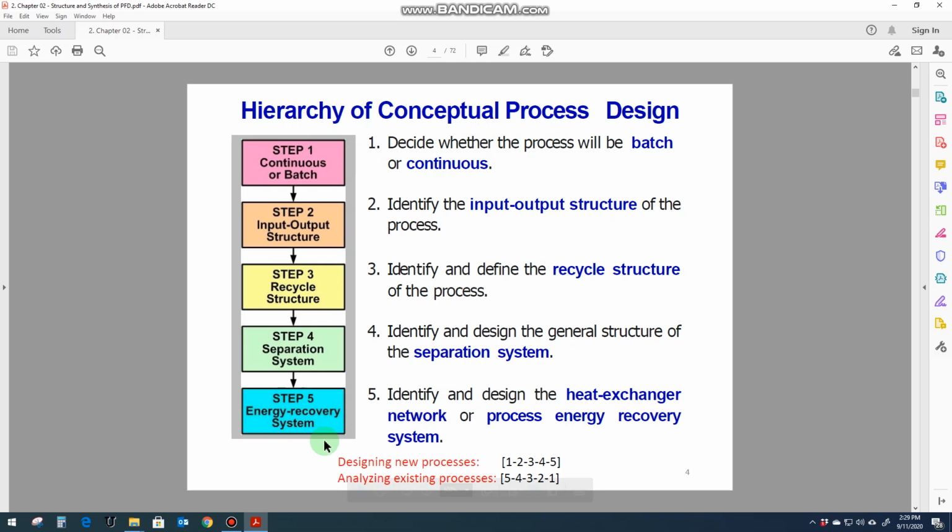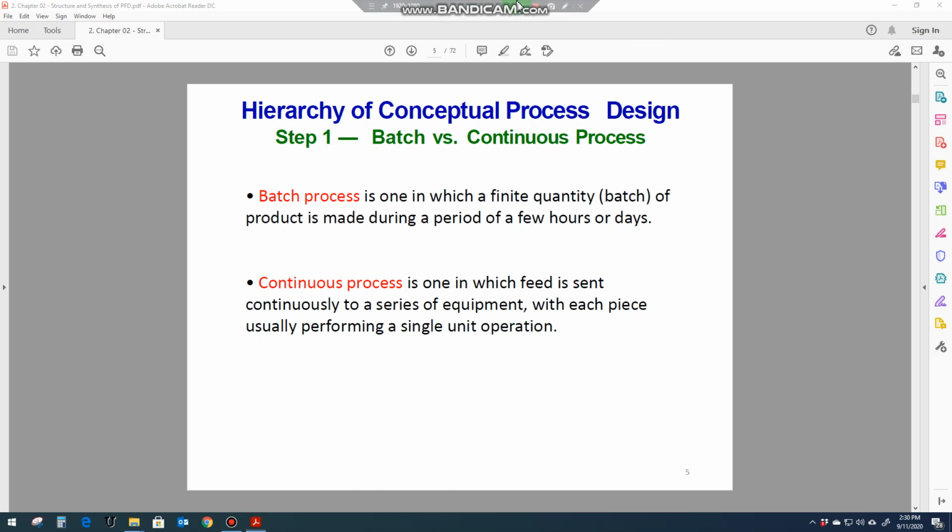From 1 to 5 we can have the new process, and from 5 to 1 we can see analyzing the existing process. Now let's see point number one in more detail and what the factors are that we have to see while deciding between the batch or the continuous processes.